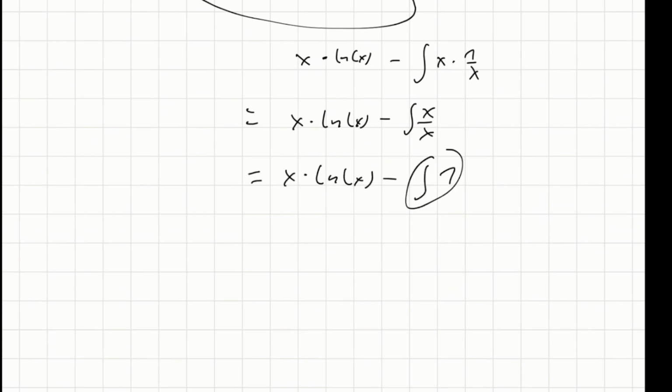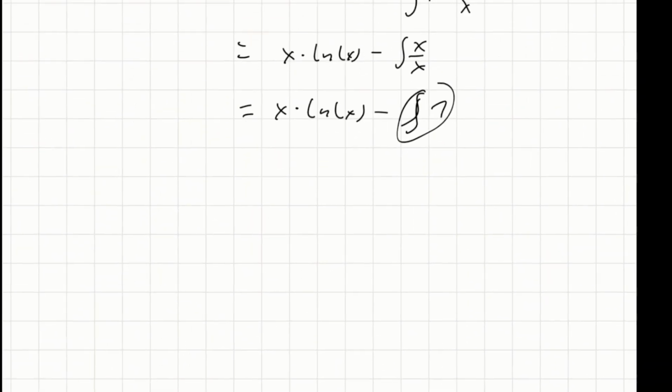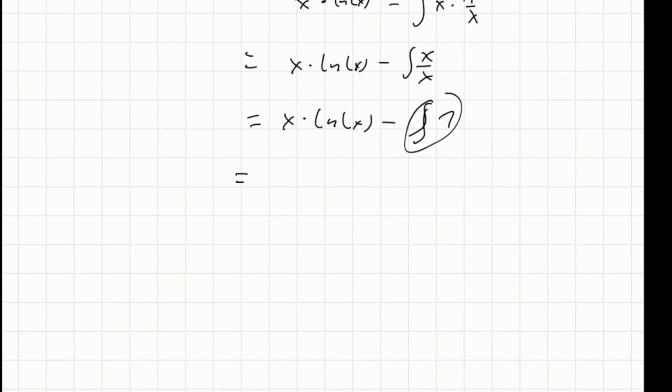And now be careful, because you still have to find the integral. I'm so sorry, I can't speak English. Be careful of the integral, because the integral of 1 is equal to x. So it's x times ln of x minus x.